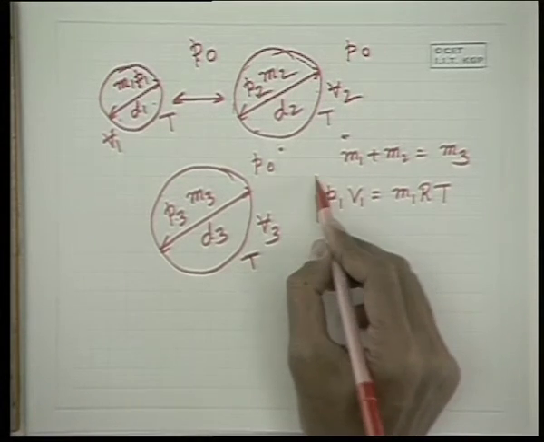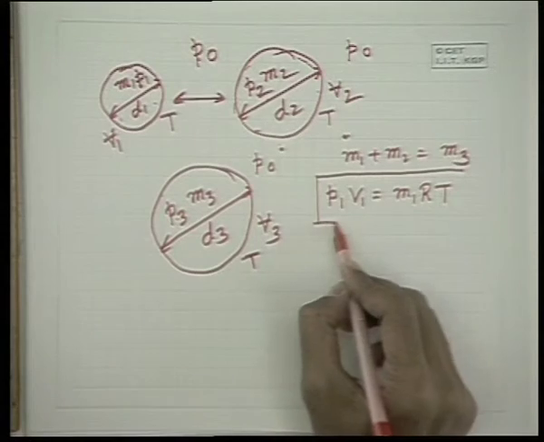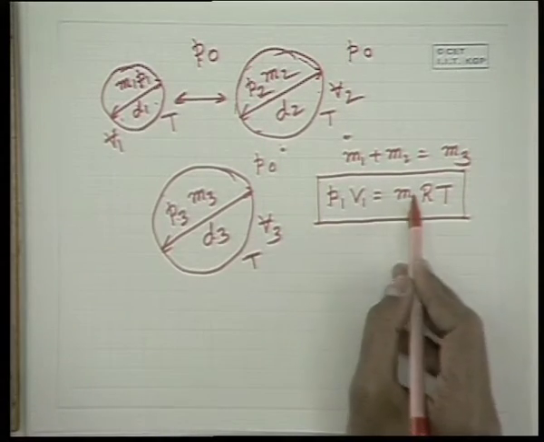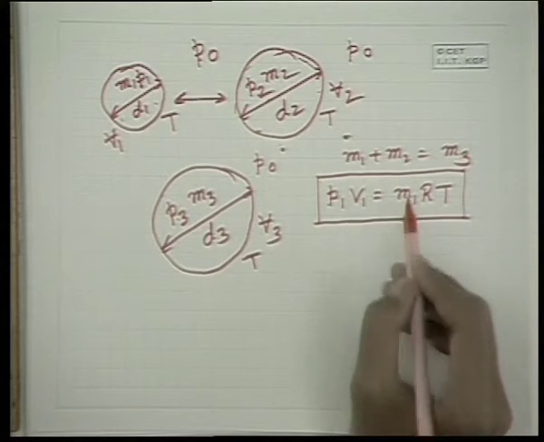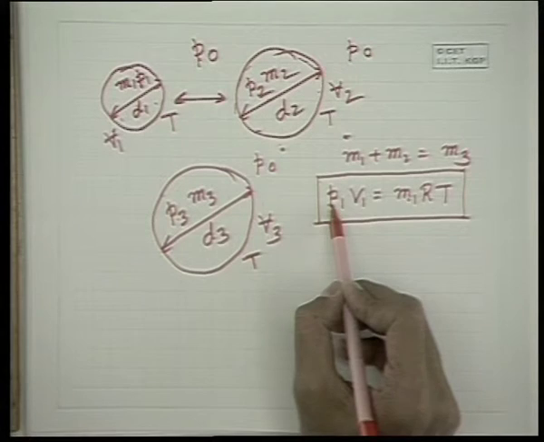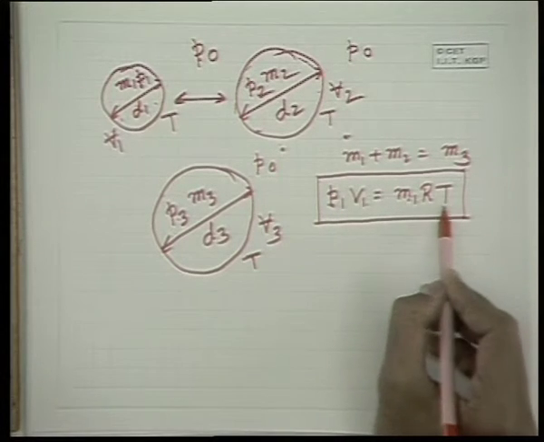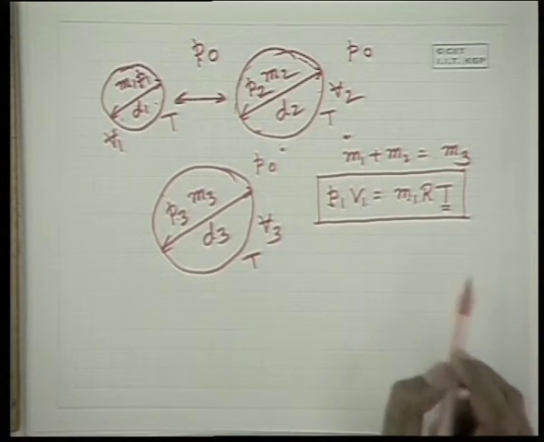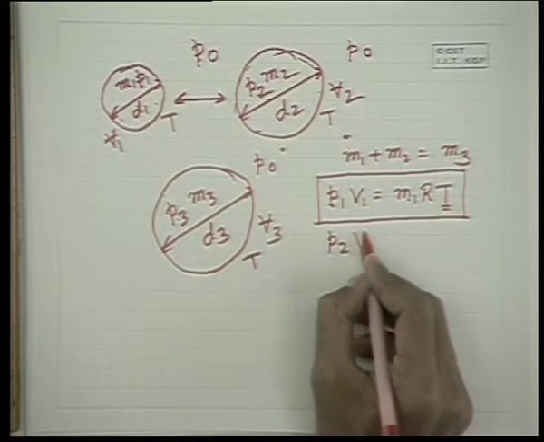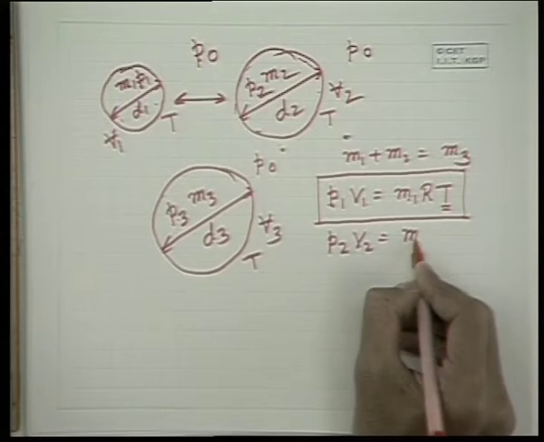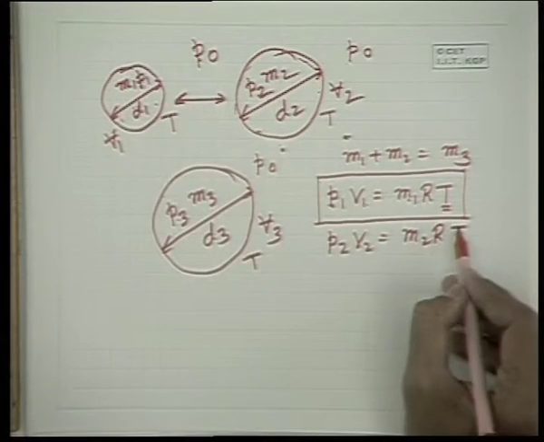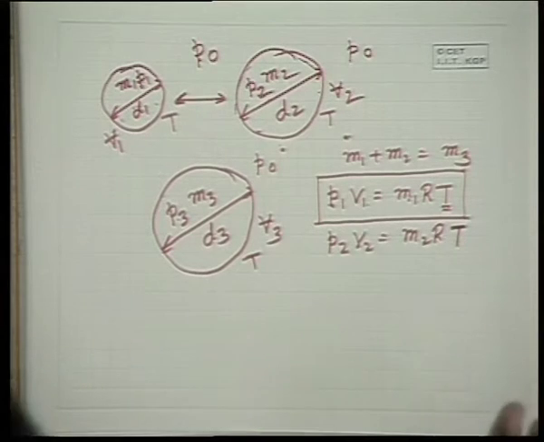You know the equation of state for an ideal gas states that if a mass of gas M occupies a volume V and the pressure exerted is P, PV is equal to mRT, where R is the characteristic gas constant. This I can write for the first bubble, and I can also write the same equation for the second bubble, with the same characteristic gas constant, because it is the same air with the same temperature T, since the process is isothermal.